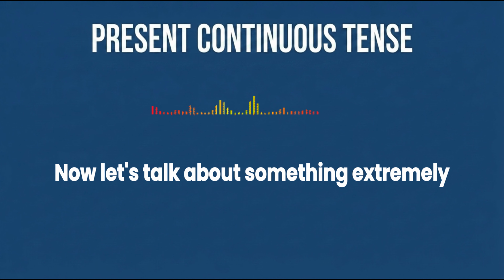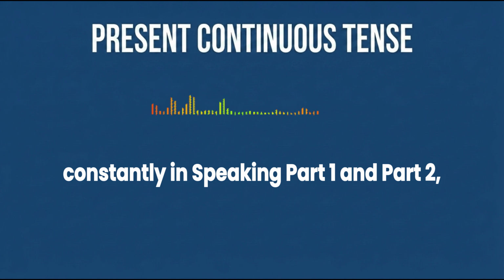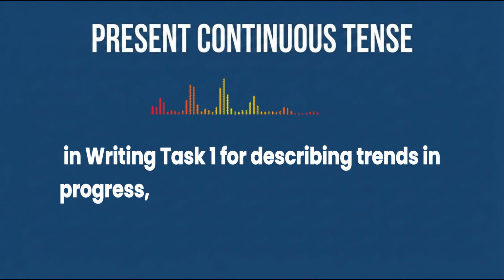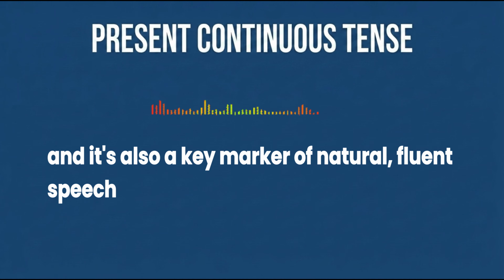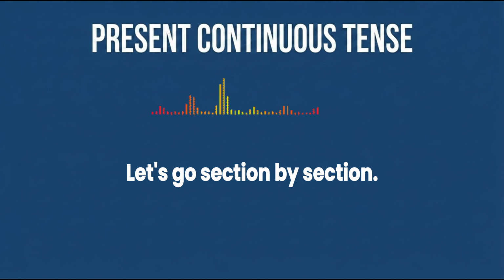Now let's talk about something extremely important if you're preparing for IELTS. The present continuous appears constantly in speaking part 1 and part 2, in writing task 1 for describing trends in progress, and it's also a key marker of natural, fluent speech that examiners are listening for. Let's go section by section.